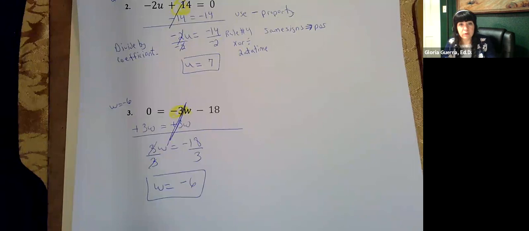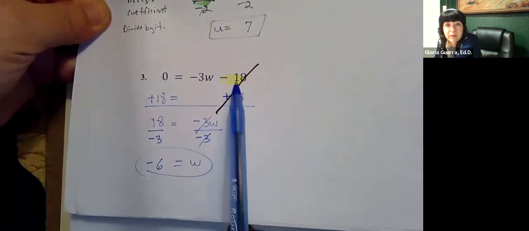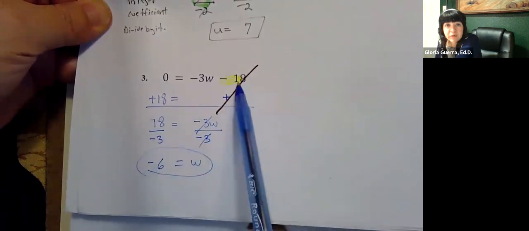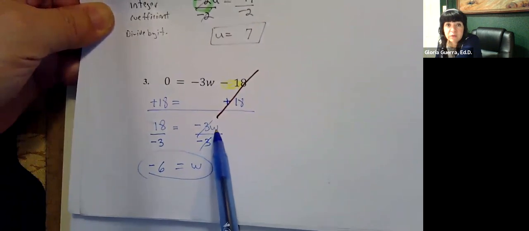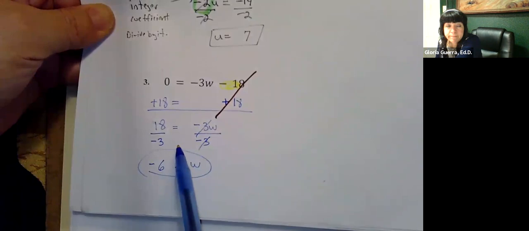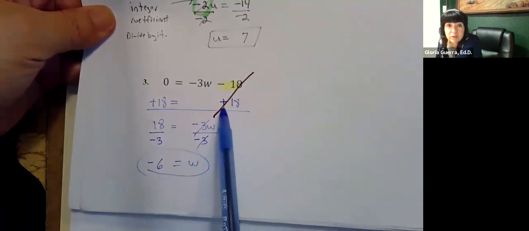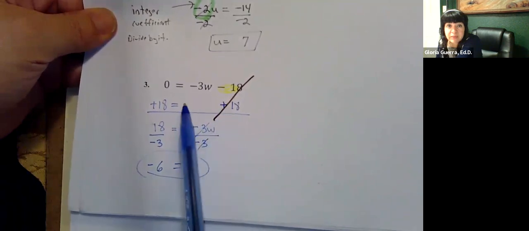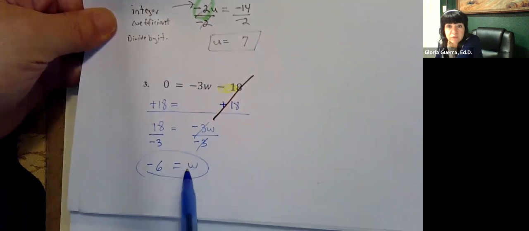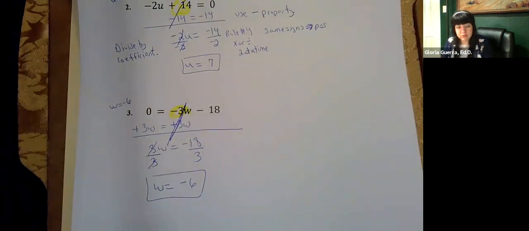Now, if you wanted to move the minus 18, I can show you in this example here. Here I move the minus 18. Minus 18 is plus 18, plus 18. This falls out, and then you have 0 plus 18, 18 equals negative 3W. Then you divide both sides by negative 3, and 18 divided by negative 3 is negative 6. So if you wanted to start by moving terms, that's another way you can solve this problem. We got the same thing, W equals negative 6. Whichever way you think is easiest for you, you can do that.